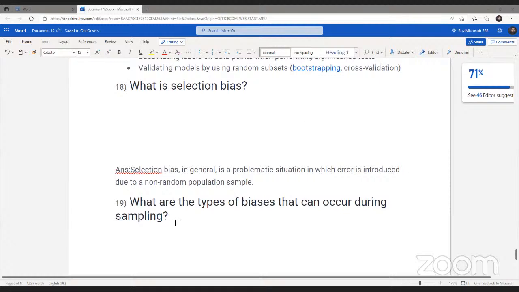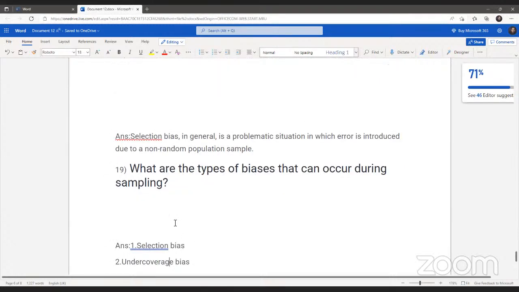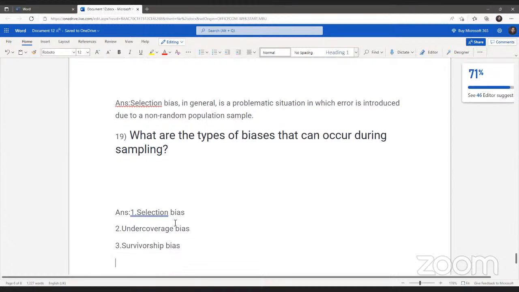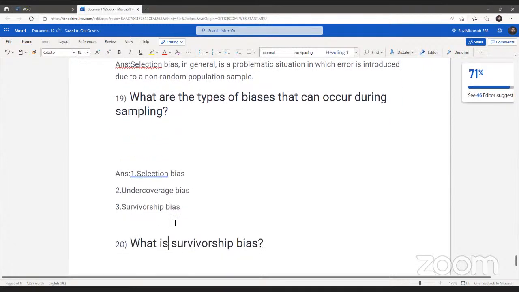So yeah, as we look into this, what are the types of biases? There are three types of biases: selection bias, undercoverage bias, and survivorship bias. So as we jump into the next question, what is survivorship bias?